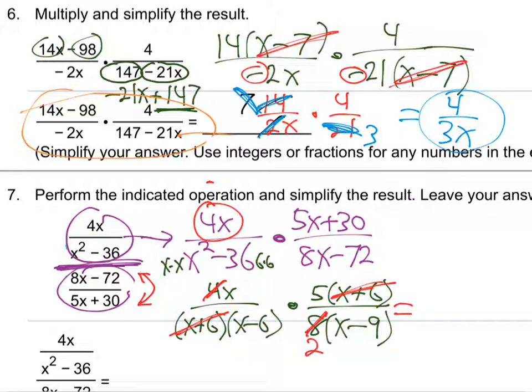So what are we left with? What's left on the top? What's not crossed out on the top? 5 and x. And on the bottom, what's not crossed out? 2, x minus 6, x minus 9. There it is.